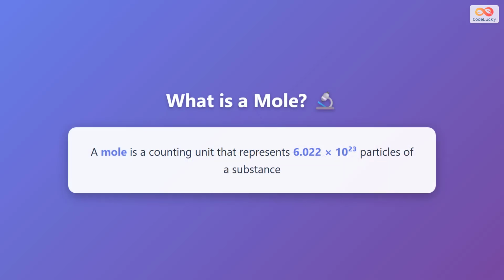Let's start with the basics. A mole is a counting unit in chemistry, similar to how a dozen represents 12 items. 1 mole represents exactly 6.022 times 10 to the 23rd particles of a substance. These particles could be atoms, molecules, ions, or any other chemical entities. This extremely large number allows us to work with manageable quantities in the lab while dealing with the incredibly tiny atoms and molecules.